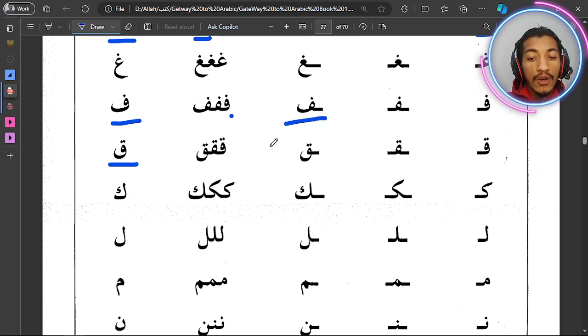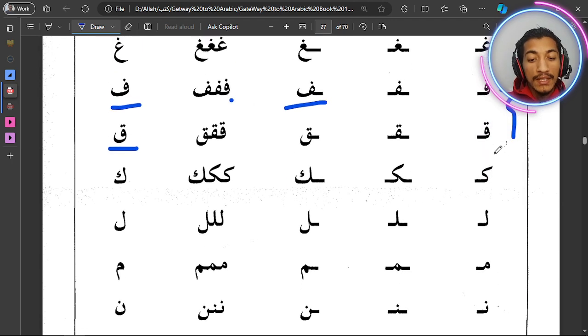If we go to Qaf, as it goes a little bit down to the line, we will not make that. It will be exactly as Fa. As you see here, Fa and Qaf are similar except for the dots. Qaf has two, Fa has one.